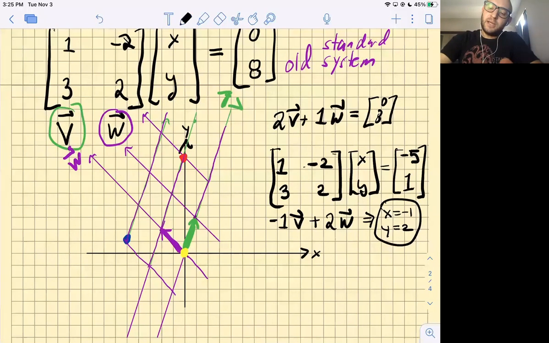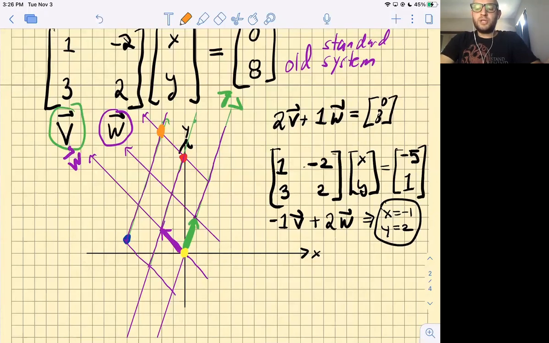What if I gave you another target point, the orange point right over here? How many green and purple arrows would I need to get to the orange point from the origin? What do you guys think? Nice, exactly. You would need two green ones and two purples.